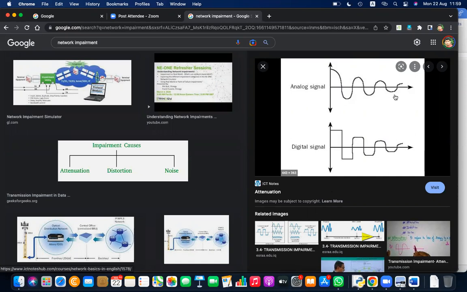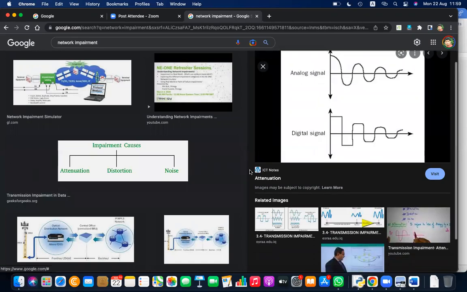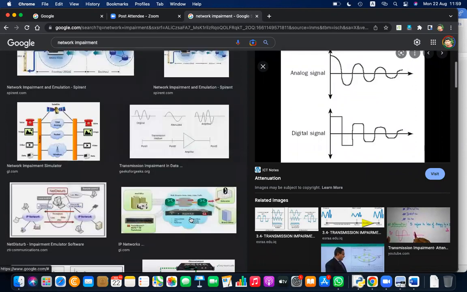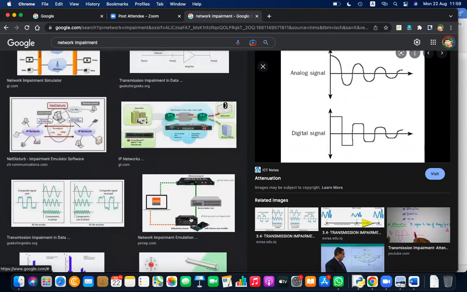So may I know what is analog, what is digital? Those are also needed because before the calculation, we need to know what is exactly there. So the signal types. Yes, signal type. So what is analog signal type? What is digital signal type? Yes. Analog and digital type.